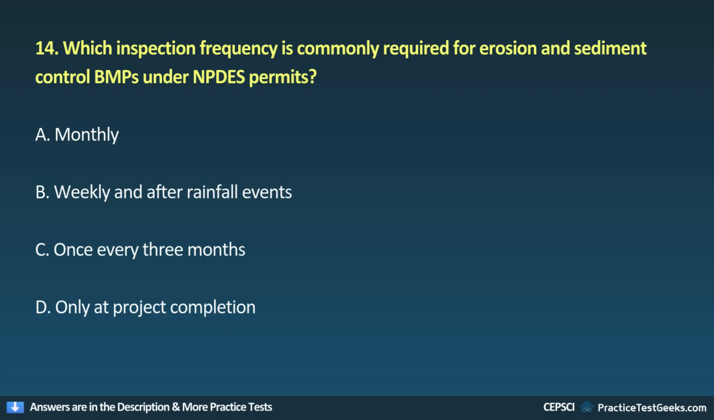14. Which inspection frequency is commonly required for erosion and sediment control BMPs under NPDES permits? A. Monthly. B. Weekly and after rainfall events. C. Once every 3 months. D. Only at project completion.